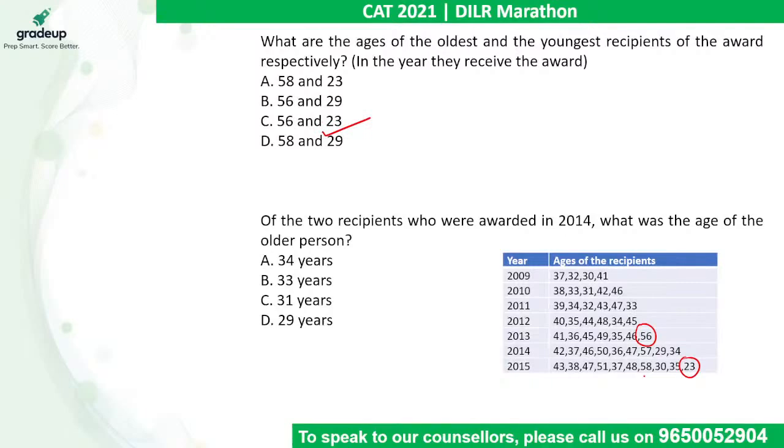All right. Of the 2 recipients who were awarded in 2014, what was the age of the older person? So older person की age थी 34. Right, older person was 34 years old, right? 29 or 34 age, I think. So this is like typical CAT type where they test you on these things like averages, right? So again, concept based on average. Okay, so समझ में आ गया ये set?